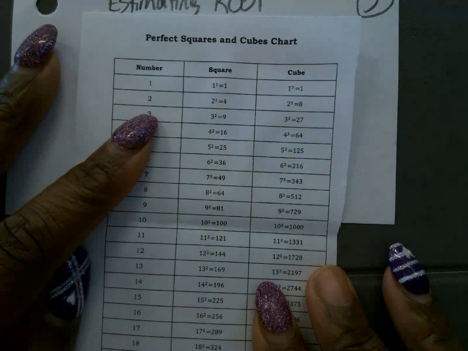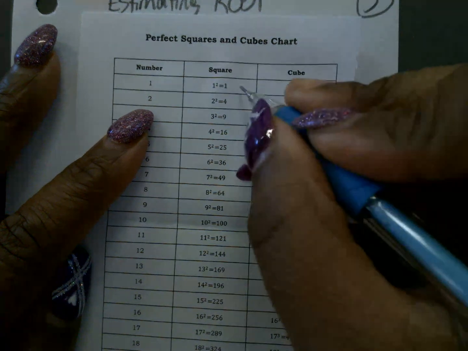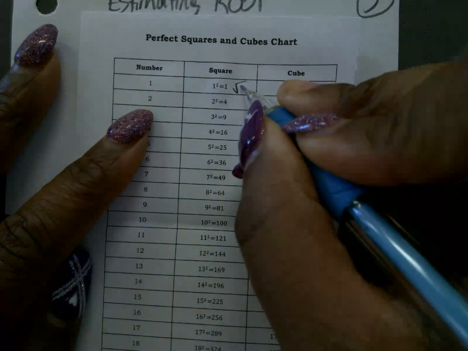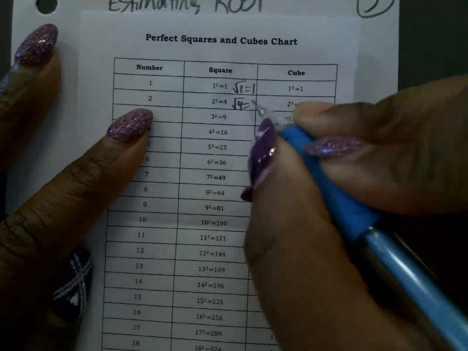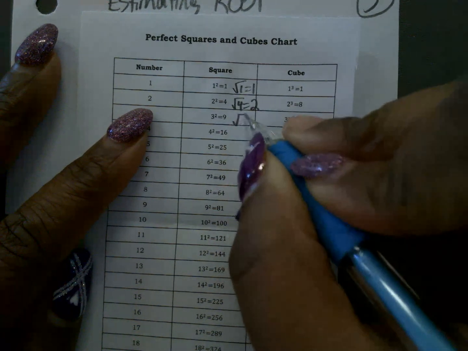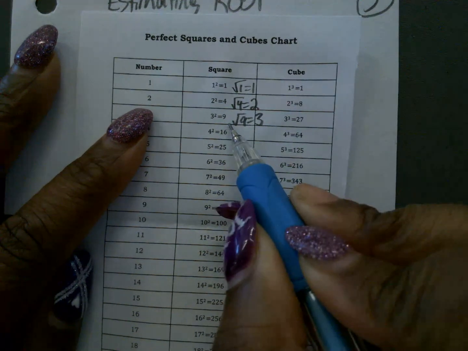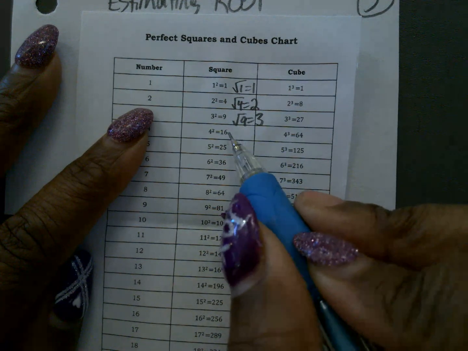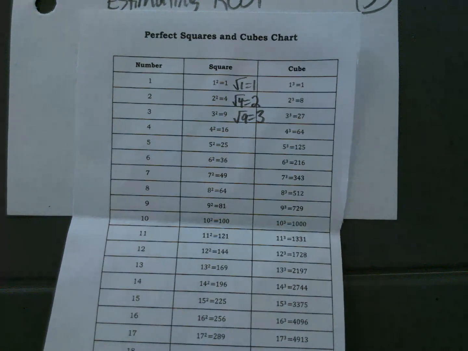So on this, we need to look at it. I'm going to show you. We have here the square root of 1 is equal to 1. The square root of 4 is equal to 2. The square root of 9 is equal to 3. Why, Miss Reyes? Because when you're finding the square root of the number, you're looking for a number that can be multiplied times itself to give you the number under the radical.